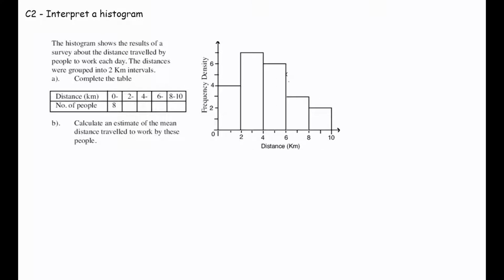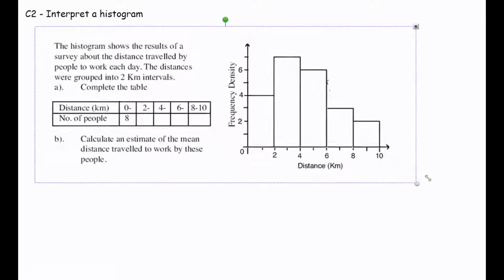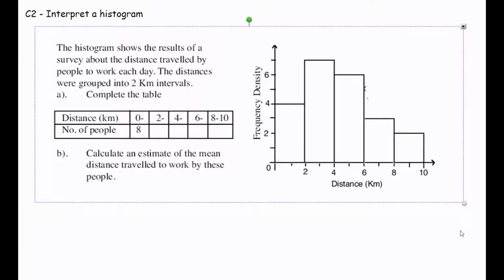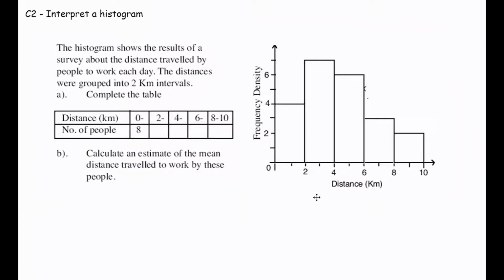So we can construct histograms, can we interpret histograms? And that's what we're out to do. So the histogram here shows the results of a survey about the distance travelled by people to work each day. The distances were grouped in 2 kilometre intervals. Complete the table. All right, so firstly, just to get a little bit more space, complete the table.